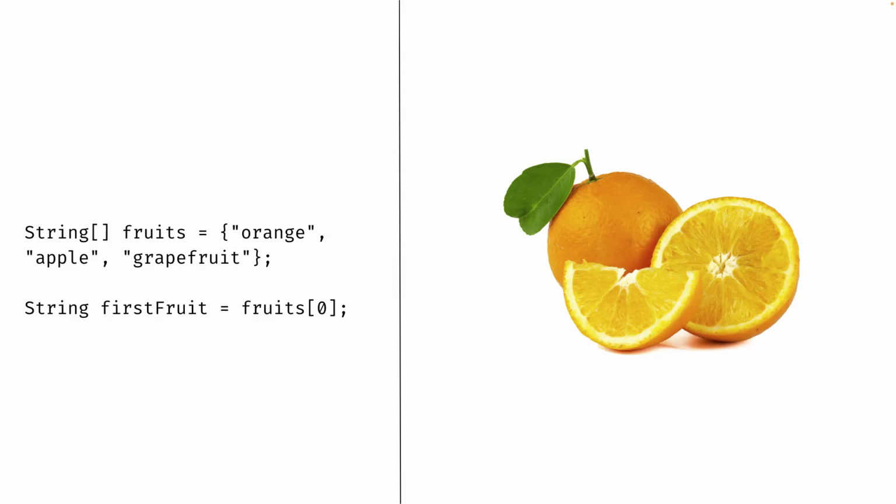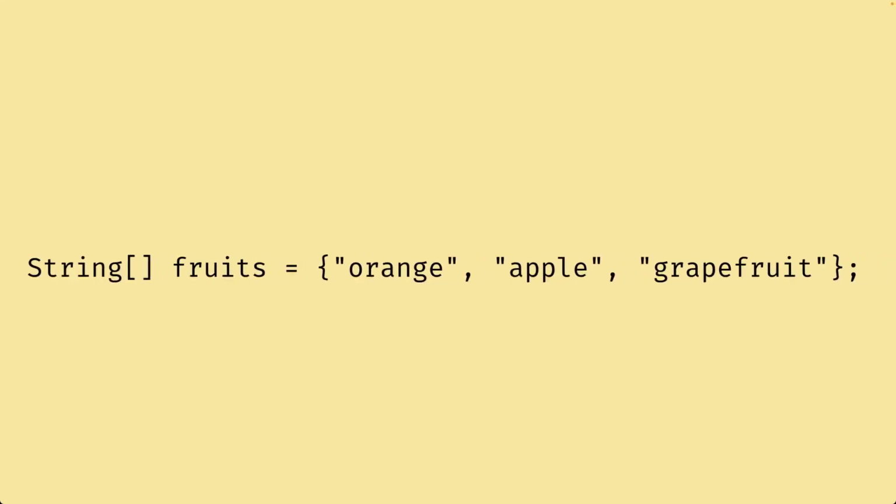On the slide, we are getting the first value out, and we store it in a type of string. Since the one value is of type string, the name is first fruit, and we say equals fruits, which is the name of the array, and then square brackets, and in between there we specify the index. In this case, the value is going to be orange. So the index of orange is 0, it's the first element. The index of apple, the second element, has index 1, and the third element, grapefruit, has index 2.